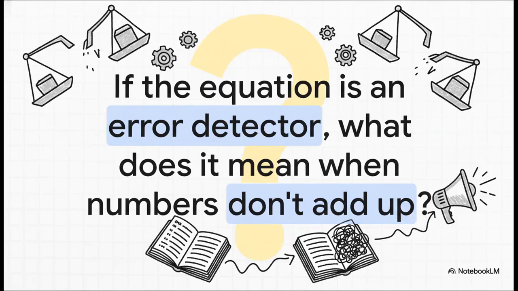And that leaves us with a pretty interesting final thought. If this whole system, this equation, is basically the ultimate error detector, what does it really mean when the numbers don't add up? It suggests that the balance isn't just about the math. It's about honesty. It's about the integrity of the whole story a business is telling.